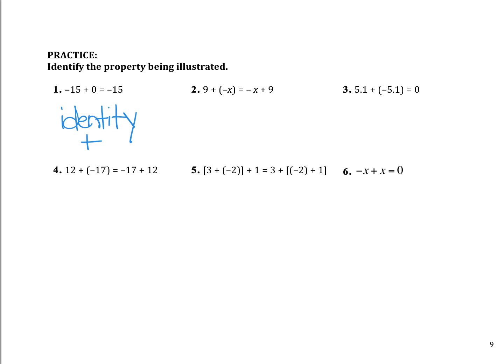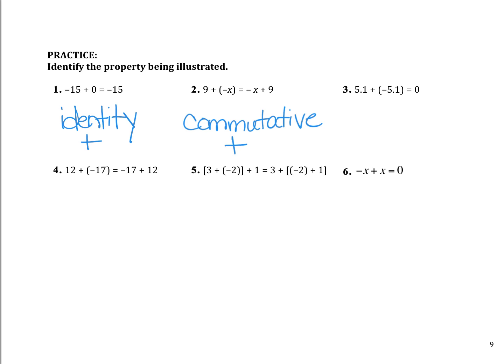All right, and looking at our next one, we have number 2, we have 9 plus negative x is equal to negative x plus 9. So in this case, notice how we have the 9 and the negative x, they've switched the order. Remember, anytime you switch the order, that's the commutative property. And so in this case, because we have addition, this is going to be the commutative property of addition.